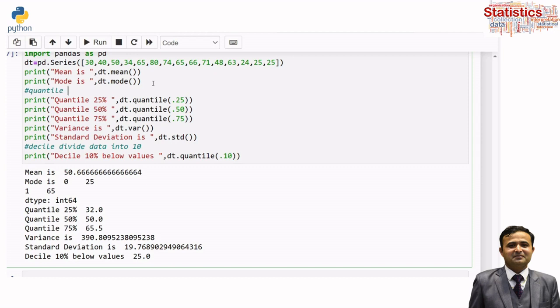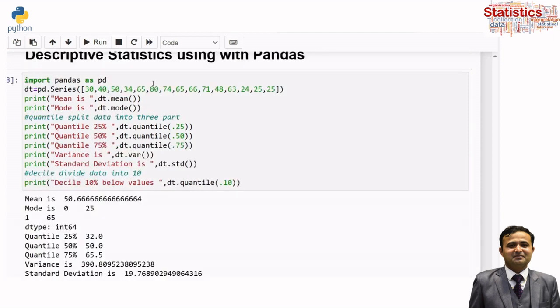Quantile splits data into three parts. Got it, class? Any question, any problem which you want to discuss with me related to this one?